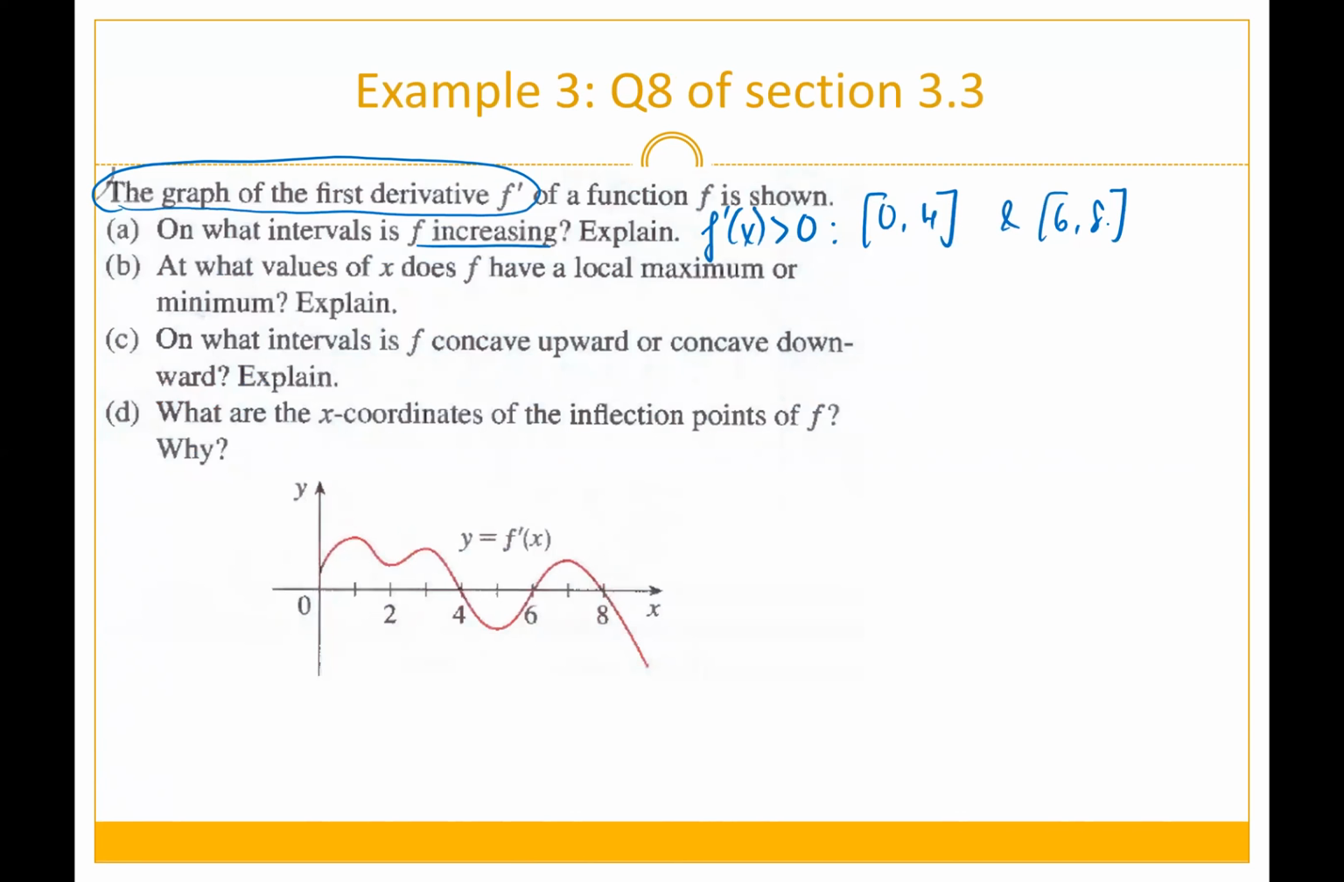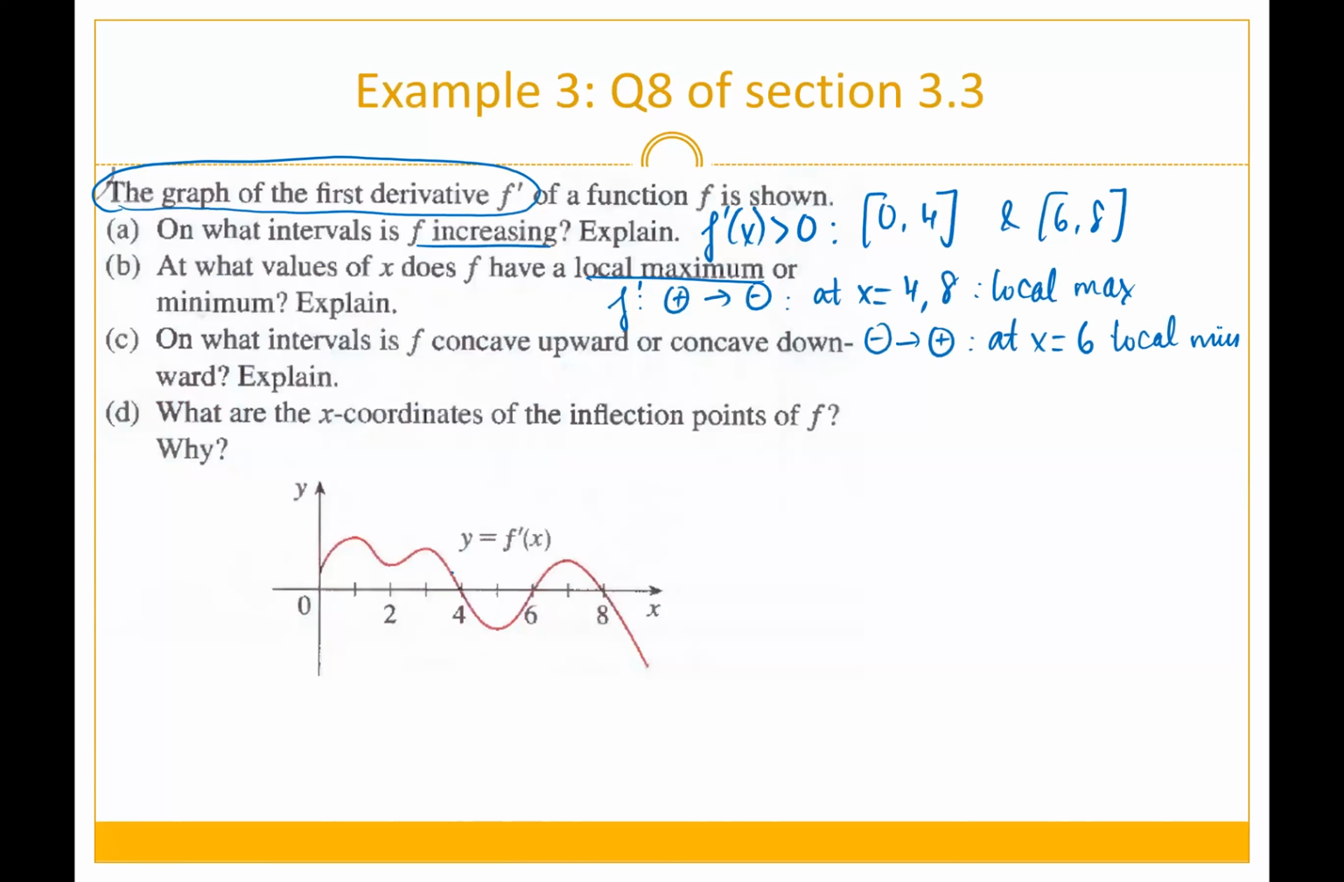Now B: at what values of x does f have a local maximum or local minimum? If you have a local maximum, f prime changes from positive to negative. So it's from positive to negative at x equal to 4, and again from positive to negative at x equal to 8. Then these are local maxima. From negative to positive is the local minimum, which is at x equal to 6. So this is a local minimum. Again, this is because it's based on the graph of f prime. This is not the graph of f. If it were the graph of f, it would be way too easy to find.